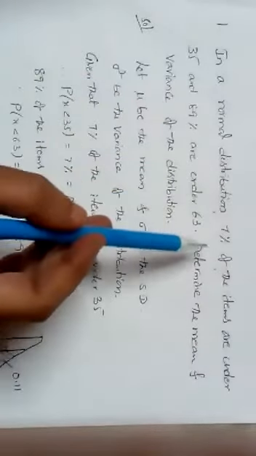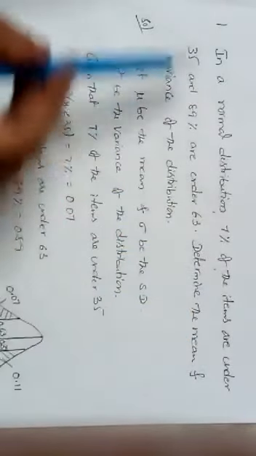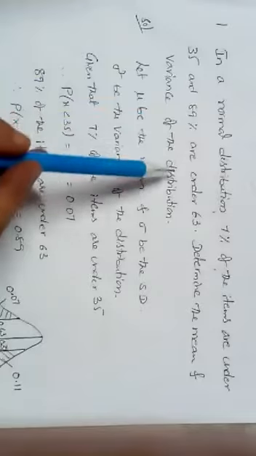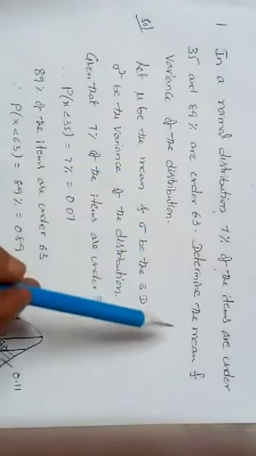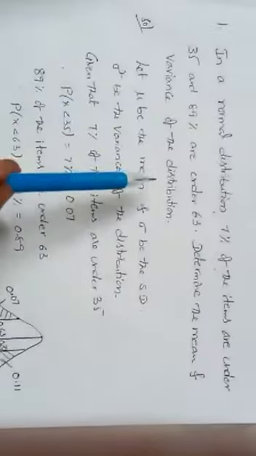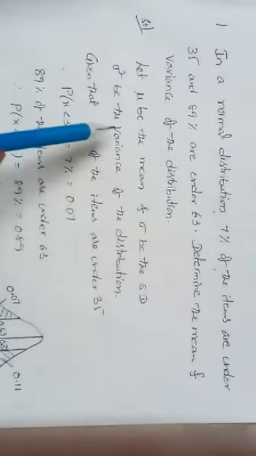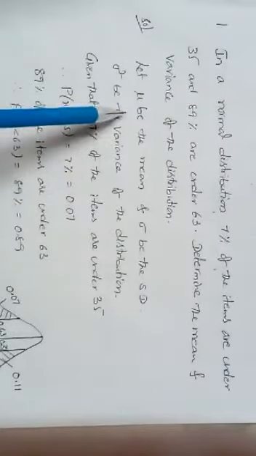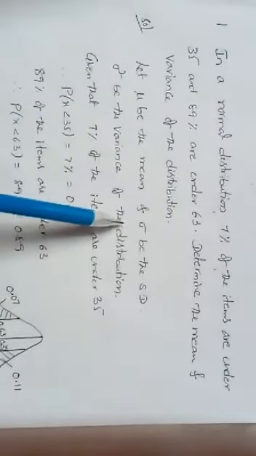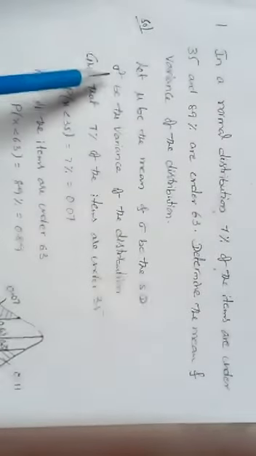The question is like this: in a normal distribution, 7% of the items are under 35 and 89% are under 63. Determine the mean and variance of the distribution. So we are taking this mean as mu and SD as sigma, variance as sigma square.